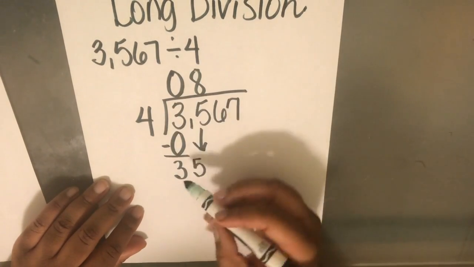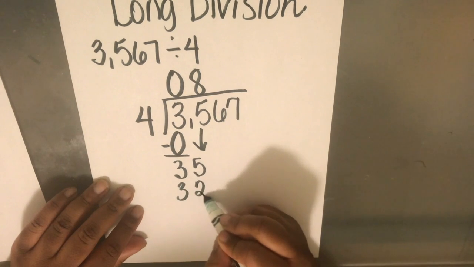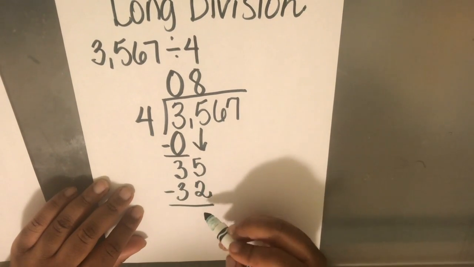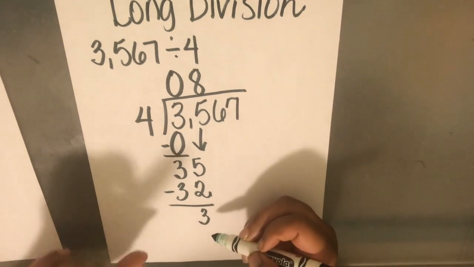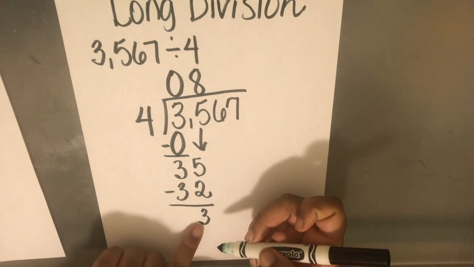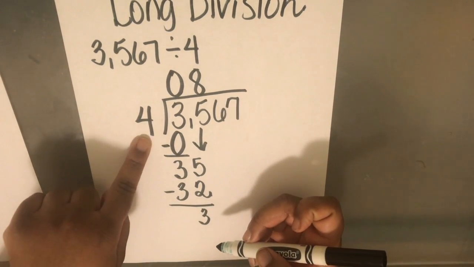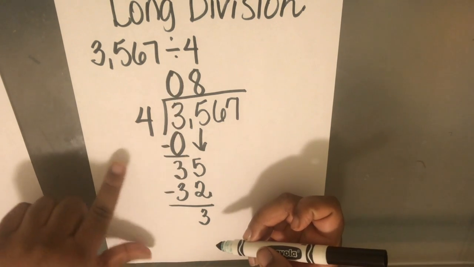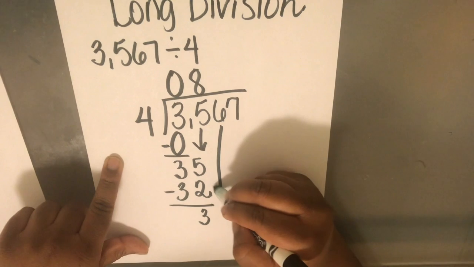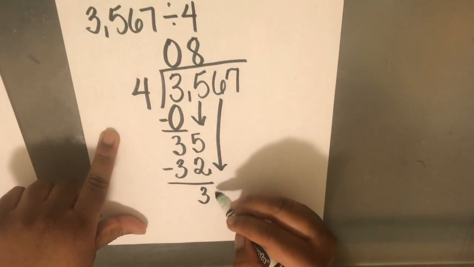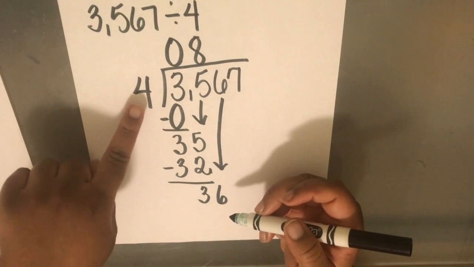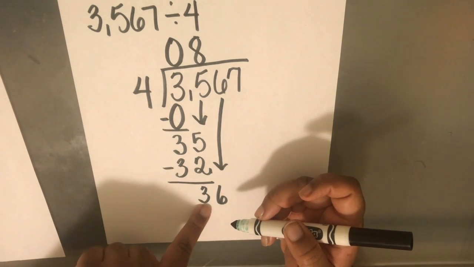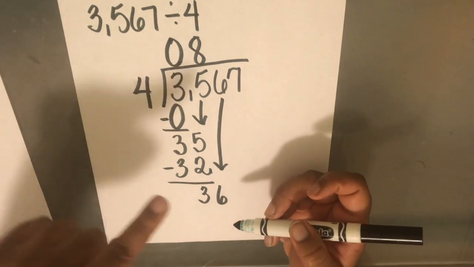Because 8 times 4 is 32. 35 take away 32 is 3. And you stop. You say, is this answer lower than my divisor? And if you answer yes, then you just keep on moving on. So we're going to go ahead and bring down that 6, and ask yourself, how many times can 4 go into 36? Well, let's see.